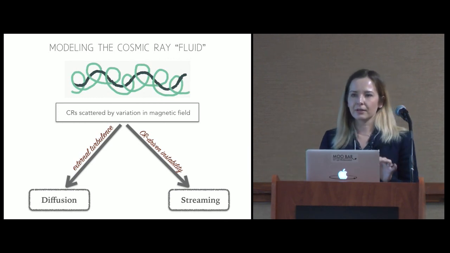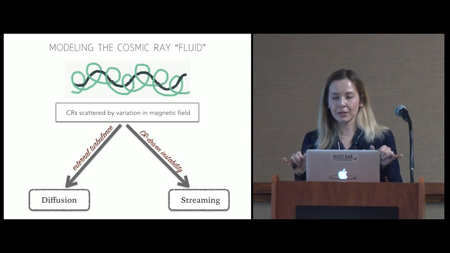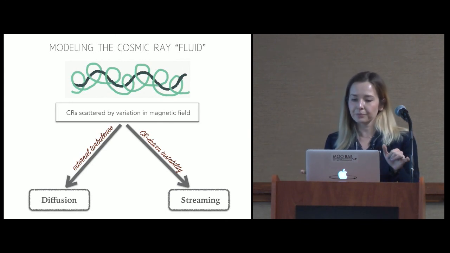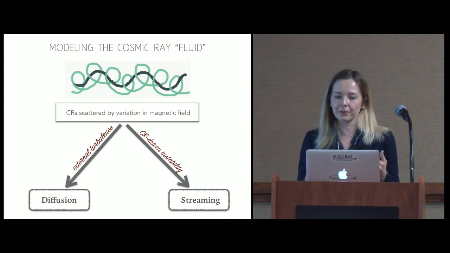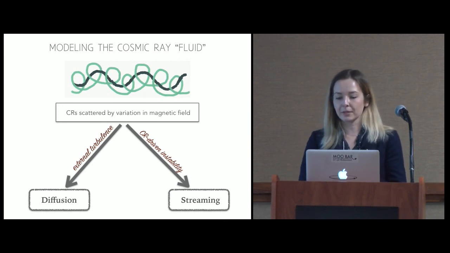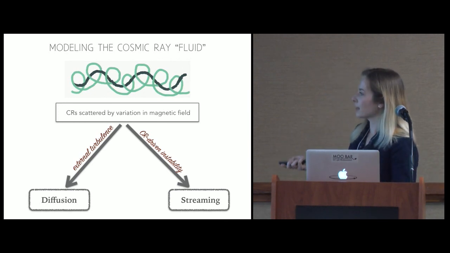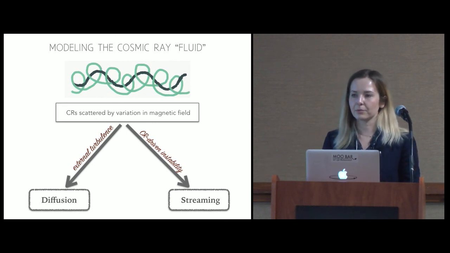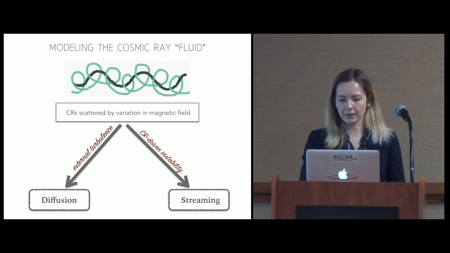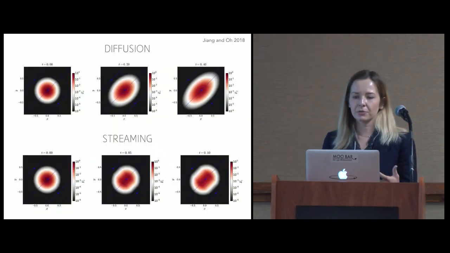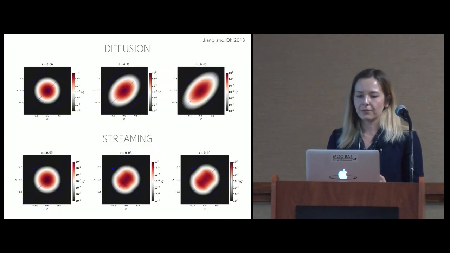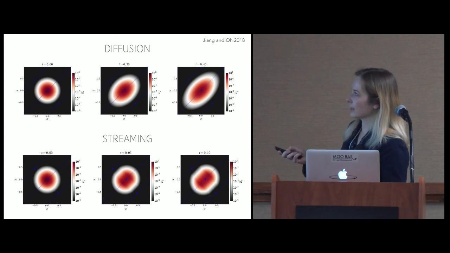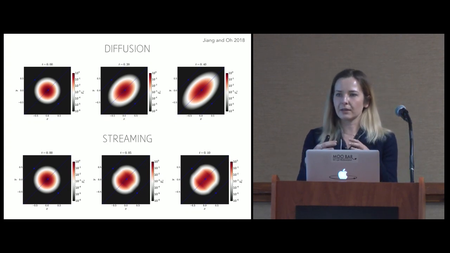And the two different transport approximations come from whether or not the variation of the magnetic field is driven by the cosmic rays themselves, which would lead to streaming, or if that variation in the magnetic field is driven by turbulence in the thermal gas around it.